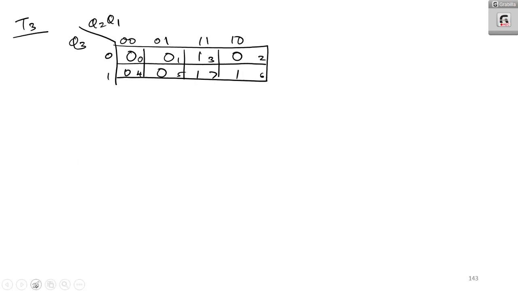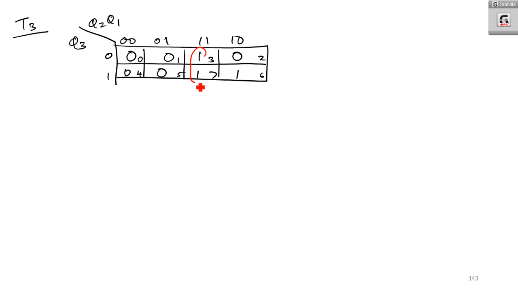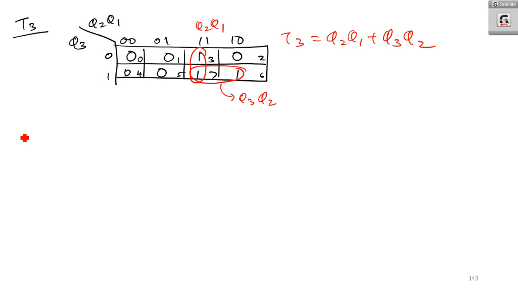Now how will you club? You can club these two. If I am clubbing these two, what is the expression? It is Q2, Q1. And you can club these two. If you are clubbing these two, what is the expression? It is Q3, Q2, right? Okay. Therefore, we can write T3 as Q2 Q1 or Q3 Q2. That is T3. Now coming into the expression of T2, again you are having a 3-variable K-map.